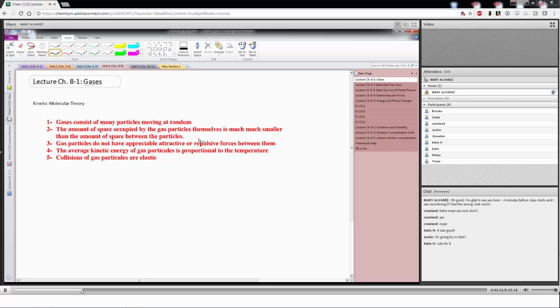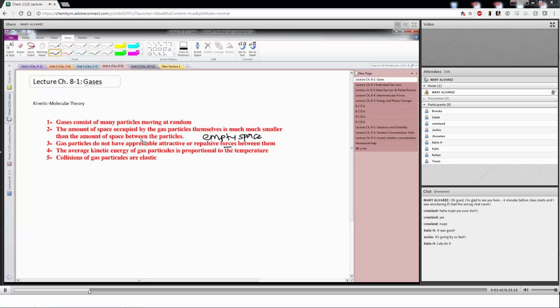In other words, there's a lot of empty space in a sample of gas. Because those gas particles are so far apart from one another, they don't see one another, and so they're not going to have any forces between them because they're just too far.